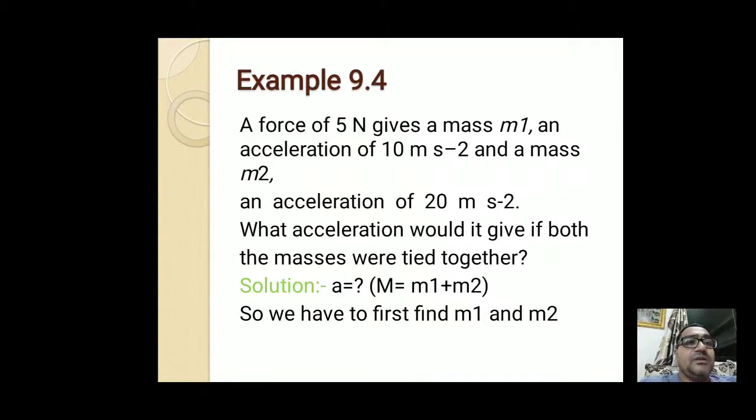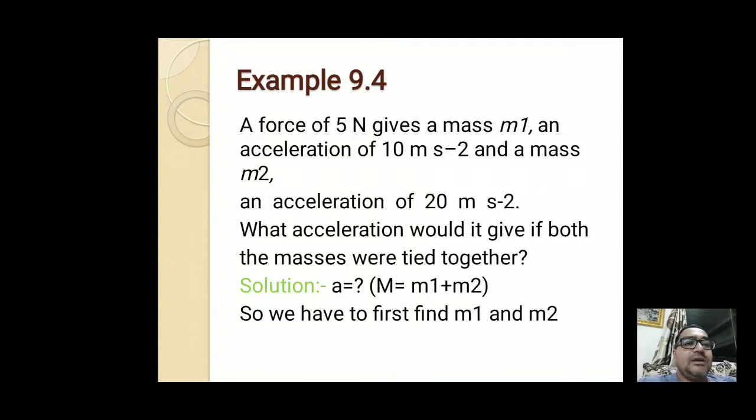In-text question, example 9.4. The question given is like this: a force of 5 Newton gives a mass m1 an acceleration of 10 meter per second square, and a mass m2 an acceleration of 20 meter per second square, and asks what acceleration would it give if both masses were tied together. Now students, you can see the last two lines in this question: what acceleration would it give if both the masses were tied together.